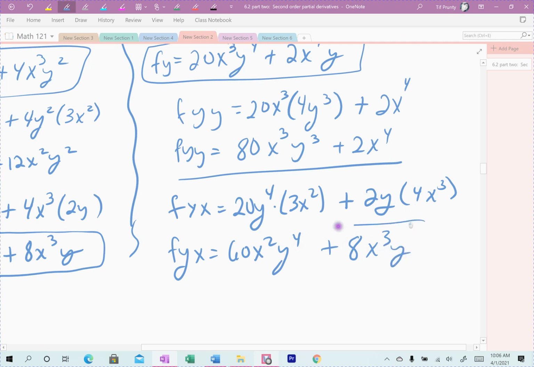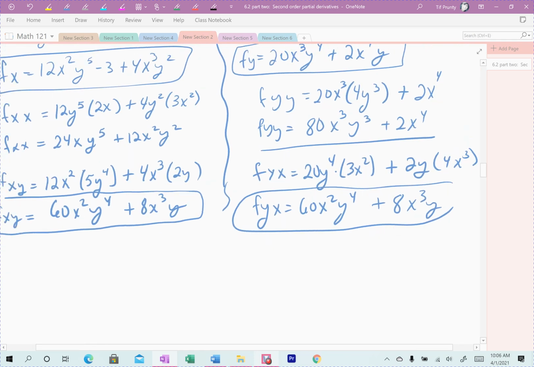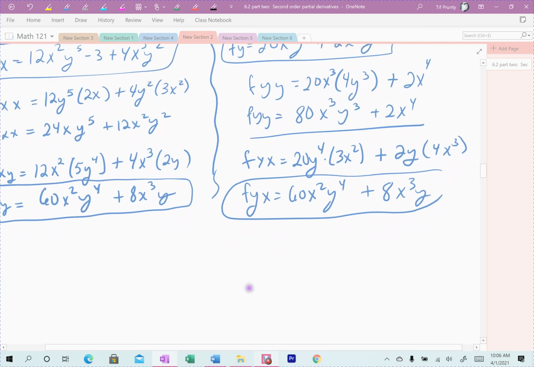8x cubed y. And if I look at my mixed partials, I do believe they're exactly the same, right? I got there in a different process, but when I simplified, they came out exactly the same. And that should always happen with your mixed derivatives. All right, we'll stop there. I'll pick up the next example in the next video.